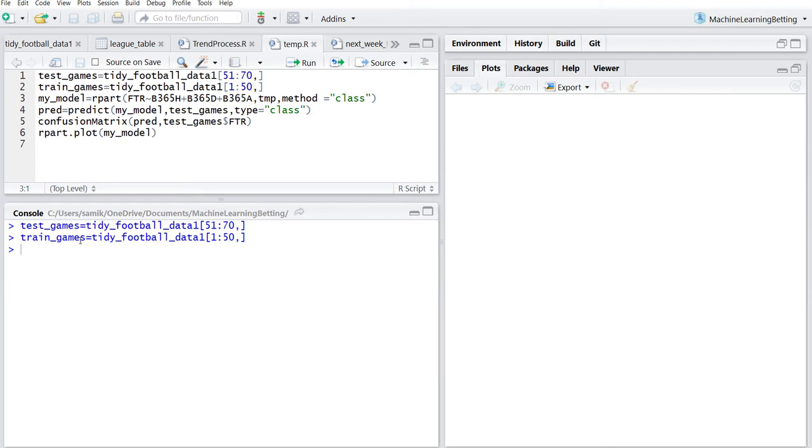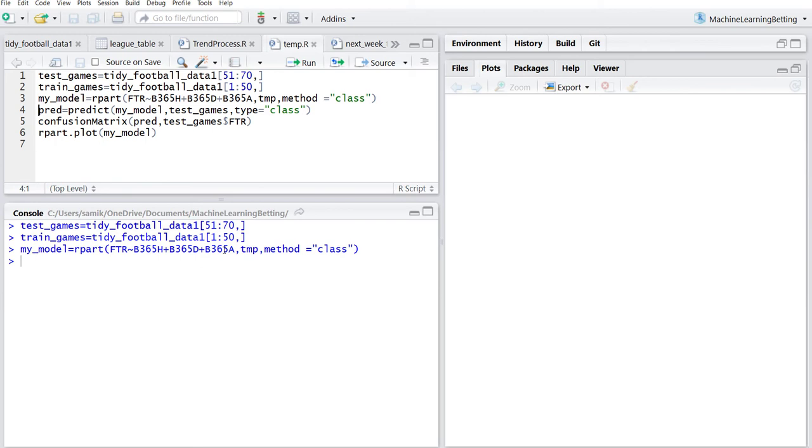So you can imagine that this is week 5. We've had 50 games played. We don't know what's going to happen in week 6, in week 7. So we train our model, which I'm calling my model. It's trying to find the full-time result, and the only variables that it has are the odds from Bet365. So this is the odds for a home win, a draw, and an away win.